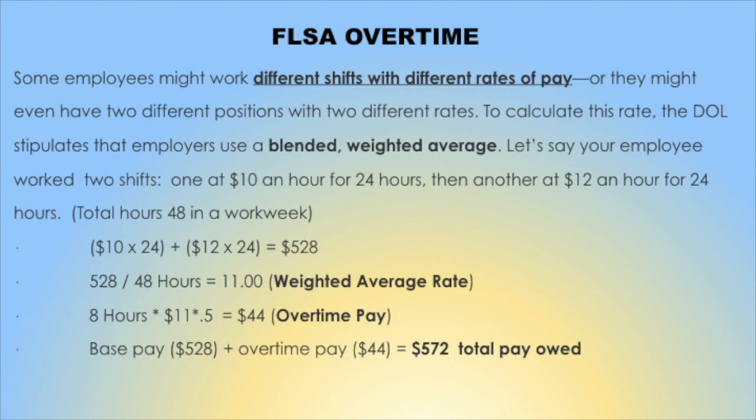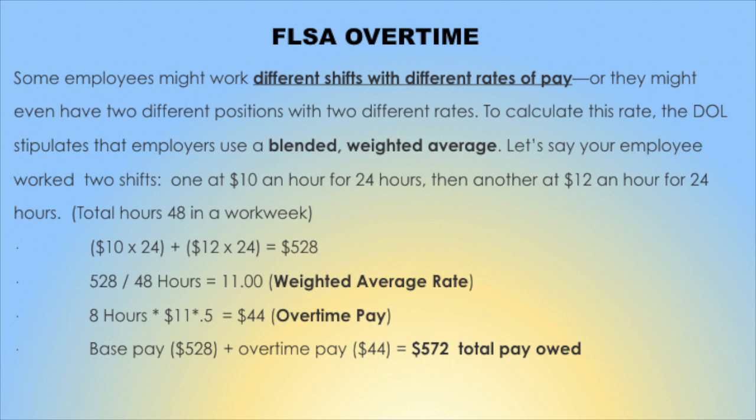There might be instances where the employees may work different shifts or with different rates of pay, or they might even have 2 different positions with 2 different rates. So to calculate the overtime in that situation, the DOL stipulates that employers use a blended weighted average rate. Let's say your employee worked 2 shifts, one at $10 an hour for 24 hours and the other shift for $12 an hour for 24 hours. So she worked a total of 48 hours in a work week.